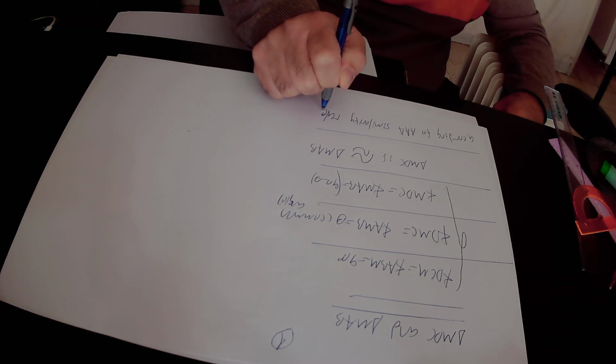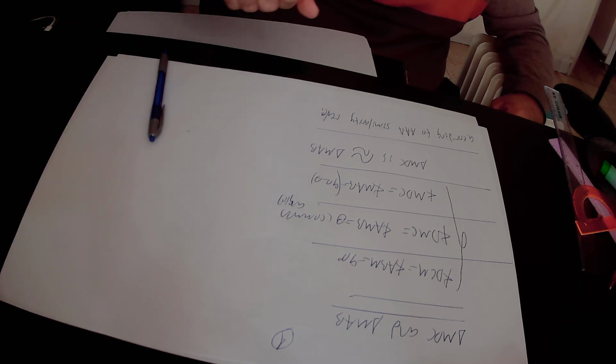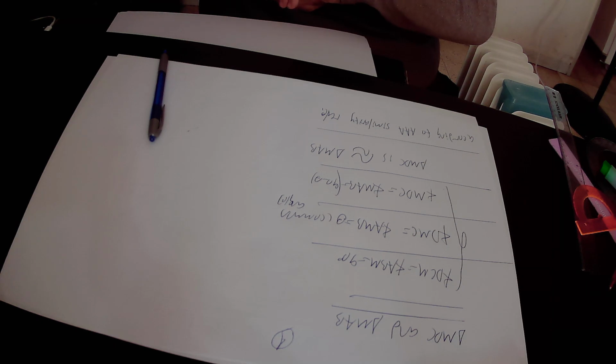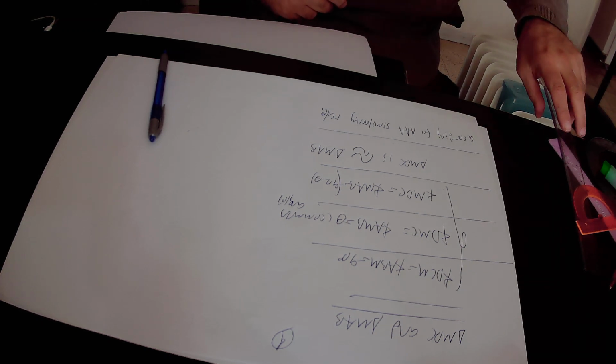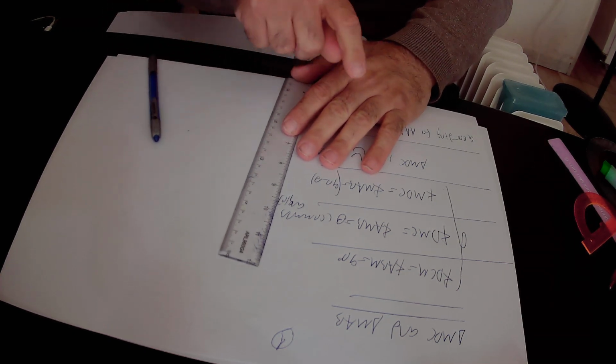So what is the angle similarity rule? The angle similarity rule is that if you prove that all three angles in one triangle are correspondingly equal to all three angles in another triangle, then you actually prove that the two triangles are similar to each other according to the angle similarity rule, exactly as we proved here.